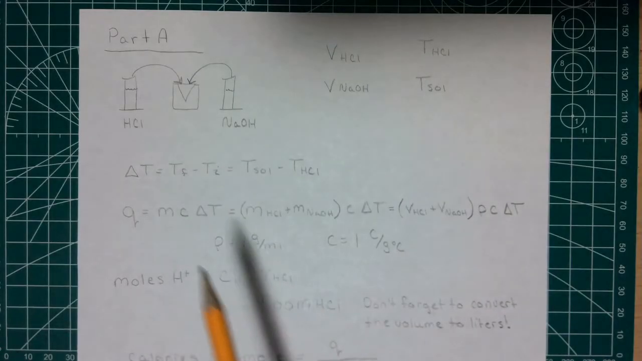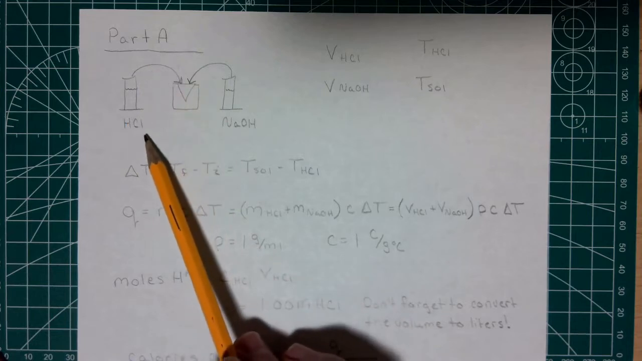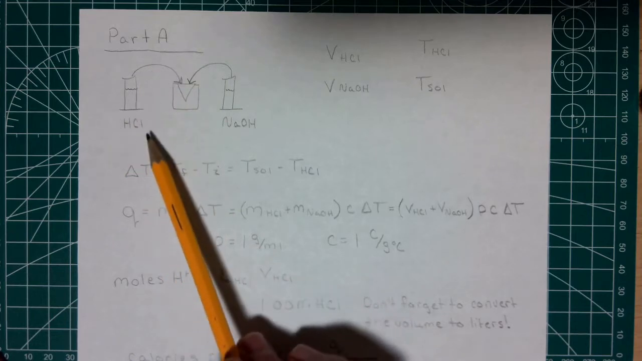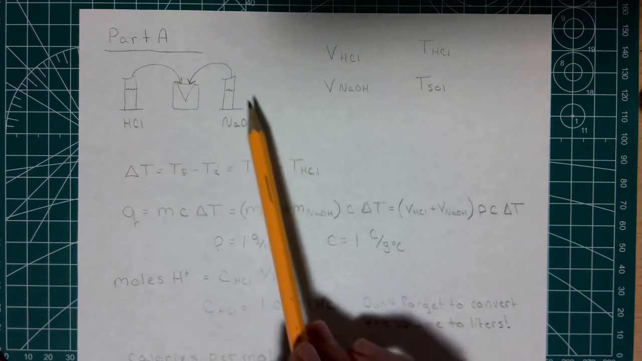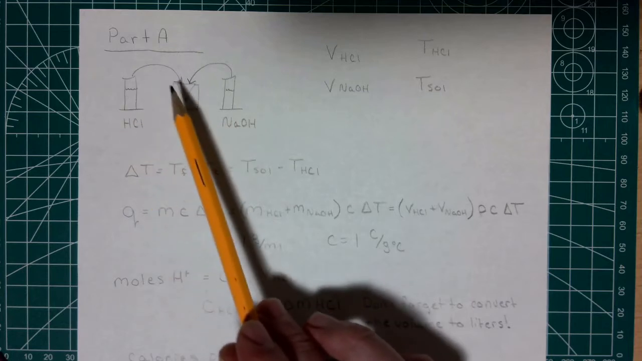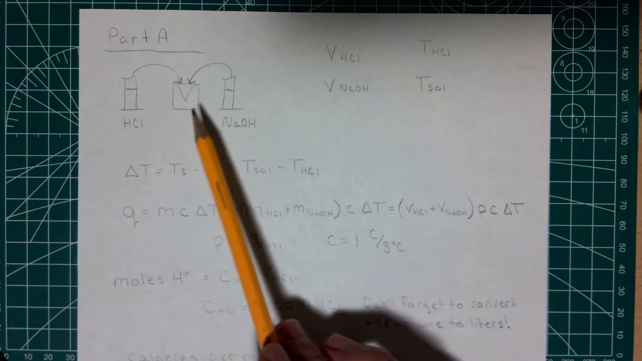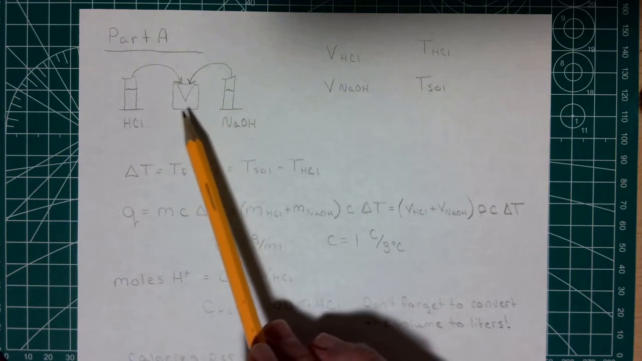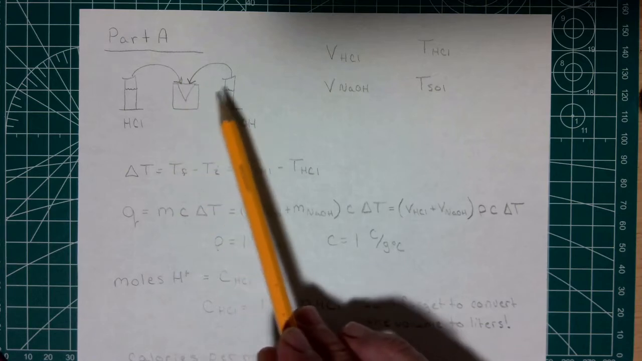So first, let's take a look at Part A. For our experimental setup, we're going to have some volume of hydrochloric acid and some volume of sodium hydroxide. We're going to add both of these to our calorimeter. It's going to heat up inside of there as they mix together, and it's going to be completely insulated, and we're going to be able to measure that temperature as it rises.